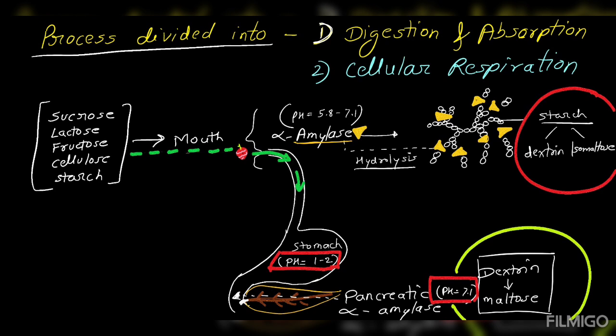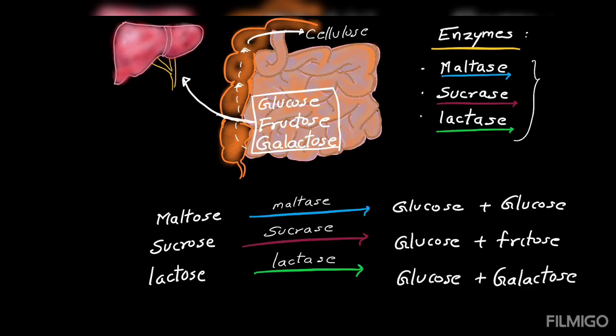But as soon as it reaches the stomach, it becomes inactive because the pH of the stomach juices is 1 to 2, which is very acidic for alpha amylase. Once the food leaves the stomach, it enters the duodenum, the first part of the small intestine. The small intestine is a major site of carbohydrate digestion. Pancreatic amylase, which is secreted by the pancreas, is released into the duodenum and hydrolyzes dextrin into maltose. The optimum pH of amylase is 7.1.